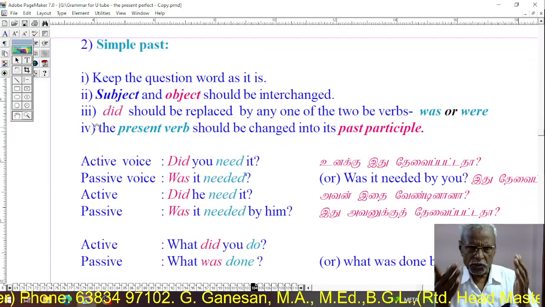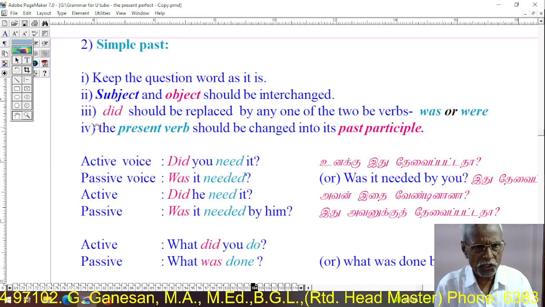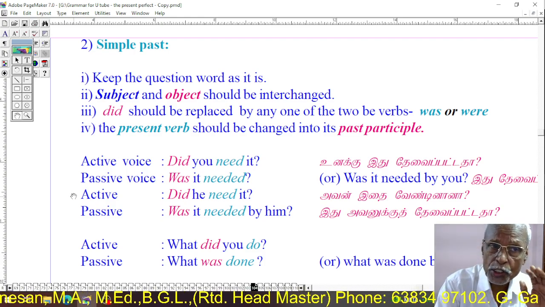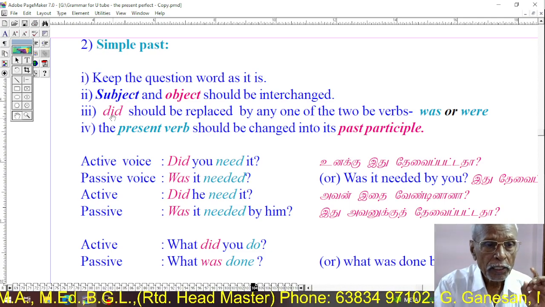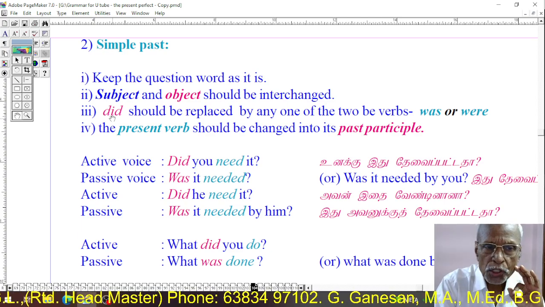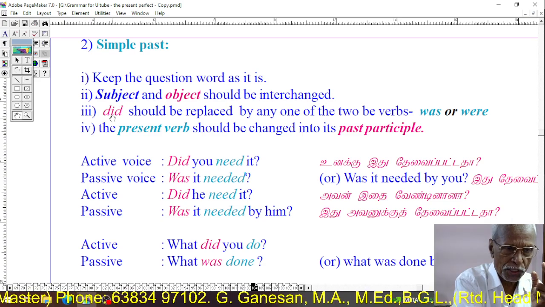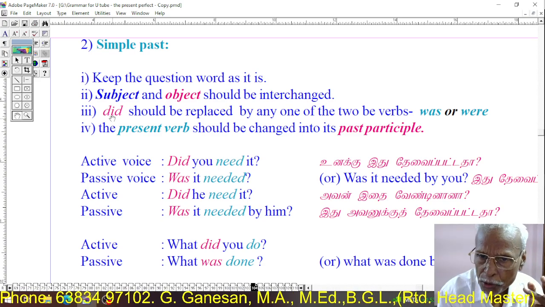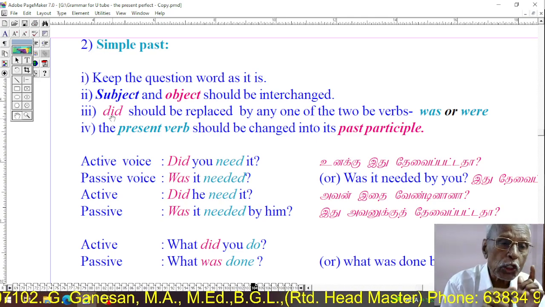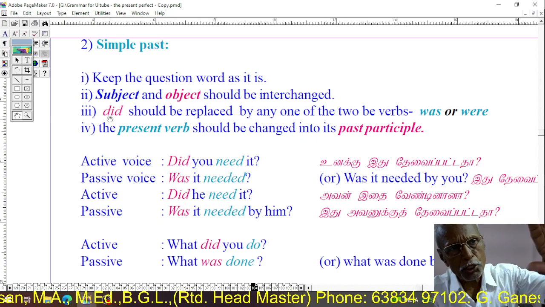Simple past. The rule is the same. Keep the subject and keep the question word as it is, and interchange the subject and object. In simple present tense, we changed either do or does into am, is, are. Here, did would be the question word. This did should be changed into either was or were according to the subject. If the subject is singular, it should be changed into was. If the subject is plural, then did should be changed into were. That's all. Then the present verb should be changed into past participle.